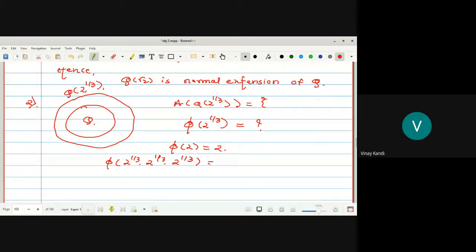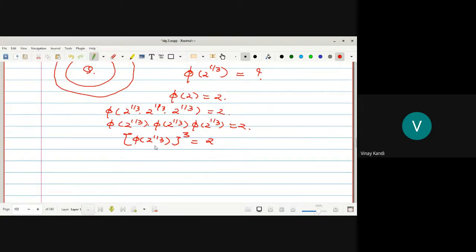But phi is an automorphism, so this is phi of 2 raised to 1 by 3 into phi of 2 raised to 1 by 3 into phi of 2 raised to 1 by 3, which is equal to 2. That is, phi of 2 raised to 1 by 3, whole cubed, is equal to 2. Okay, now taking the cube root of both sides, we get phi of 2 raised to 1 by 3 equal to 2 raised to 1 by 3.